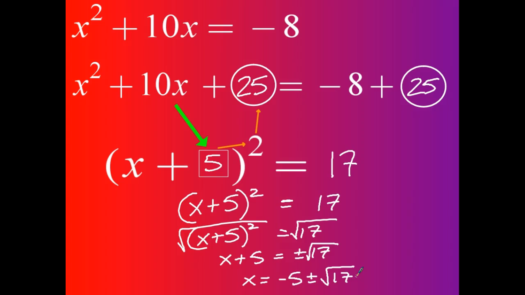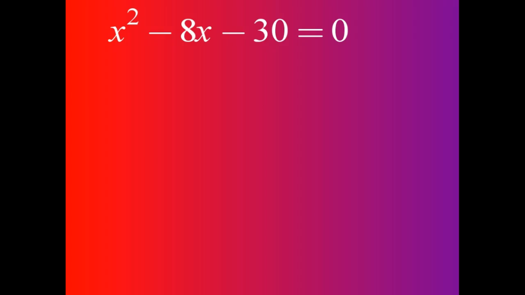So that's the idea of completing the square. You figure out what the end term would be, add it to both sides, and then use your square roots to solve. So you try. Go.